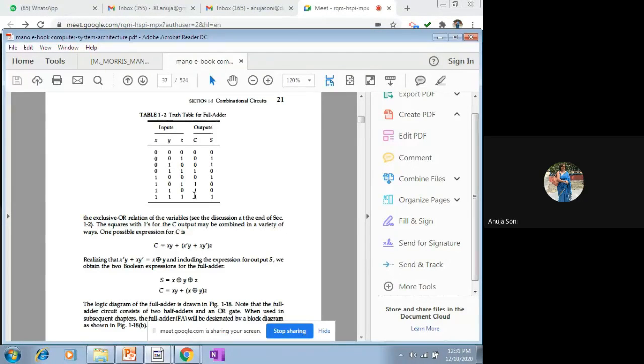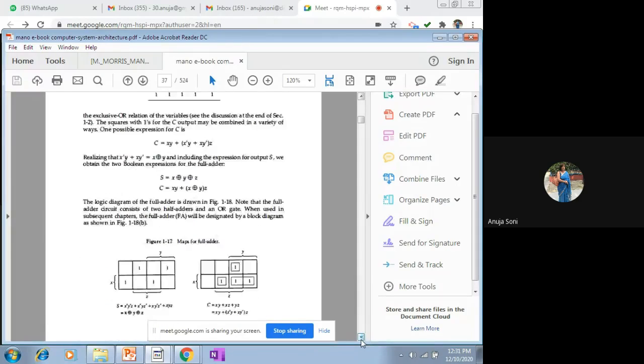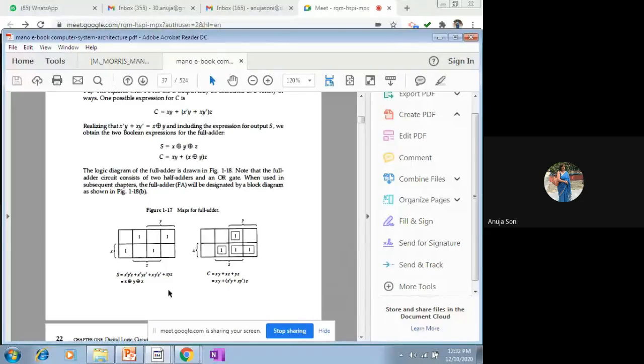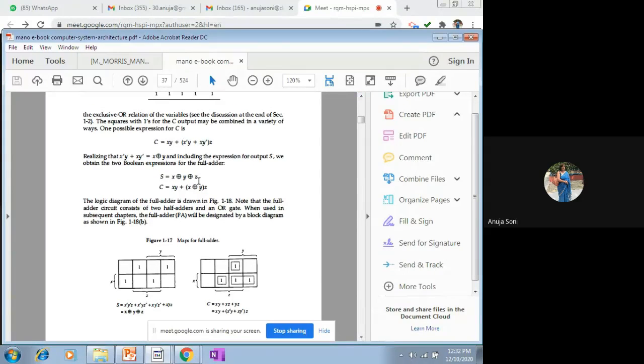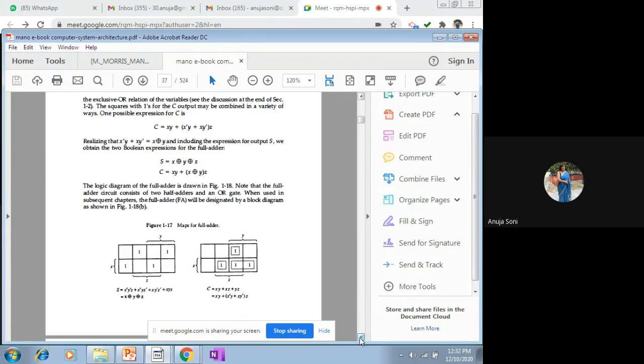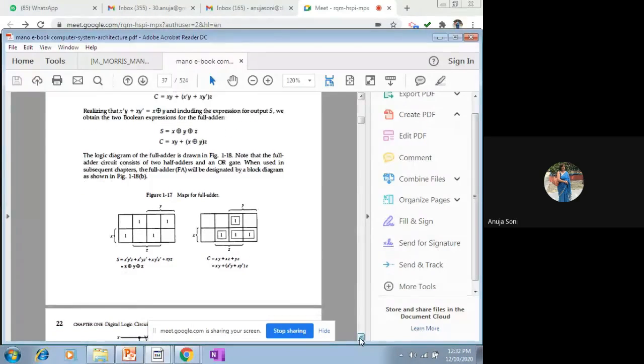Once you have obtained the truth table, ultimately you need to generate Boolean expressions. And how to generate Boolean expression? You have to draw k map over C. Similarly, you have to draw k map over S. So k map draw करने के बाद these kind of the k maps you have drawn, ultimately you will get this kind of the expression. C and S के लिए you got this kind of the expression. And ultimately you have drawn this kind of your diagram.